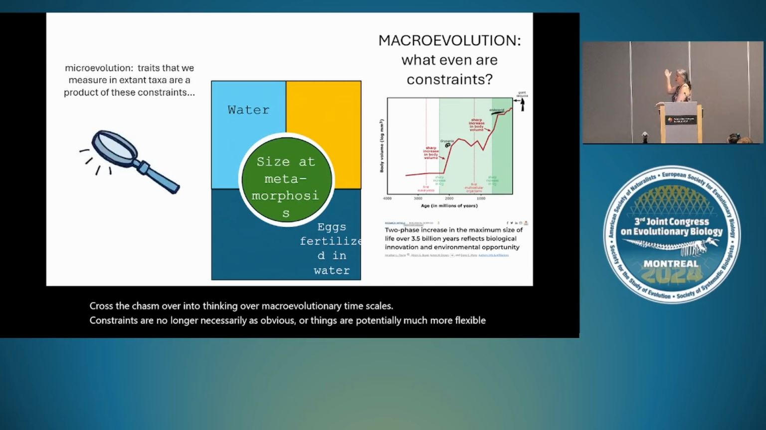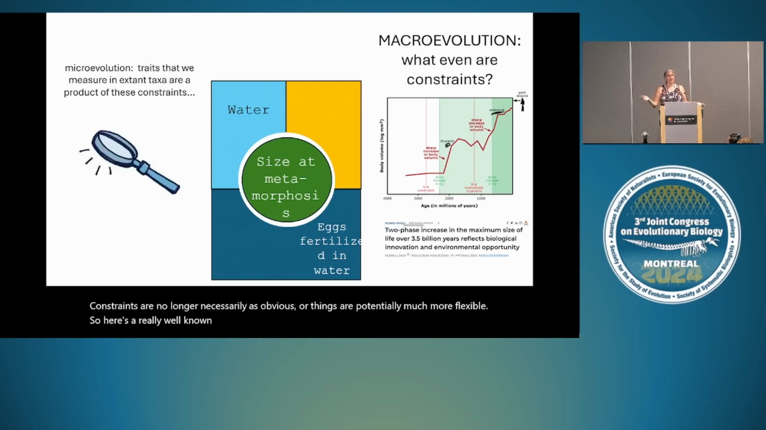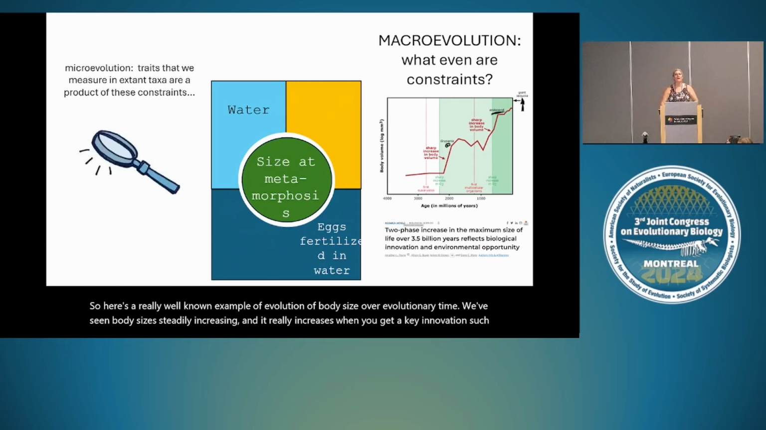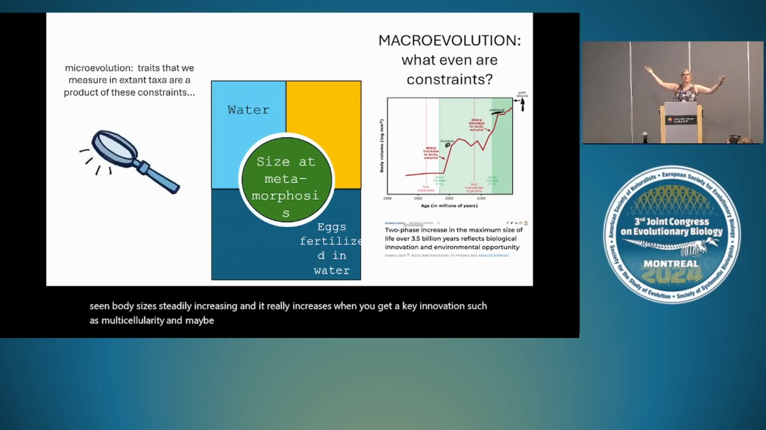So here's a really well-known example of evolution of body size over evolutionary time. We've seen body size is steadily increasing, and it really increases when you get a key innovation such as multicellularity, and maybe something about the environment changes, like there's more oxygen around. That's when we see body size really start to take off. So there are constraints, but they're much less important.